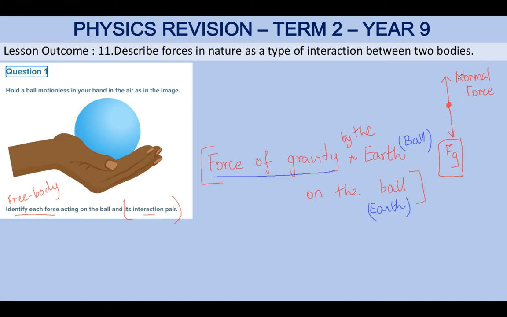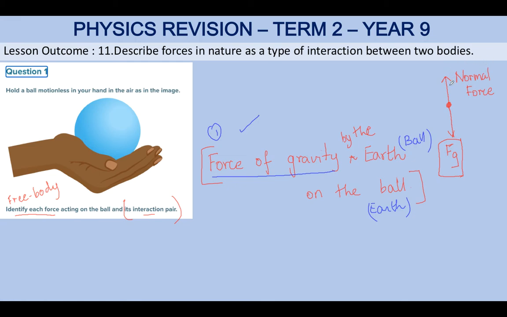I repeat, there are two forces acting on this object at this particular instant. Now we are asked to find the interaction pair for each force. One force, the force of gravity by the earth on the ball, is acting downwards. So a similar force will be acting in the opposite direction. That force also will be the same type, force of gravity by the ball on the earth. So that's one interaction pair we have found.